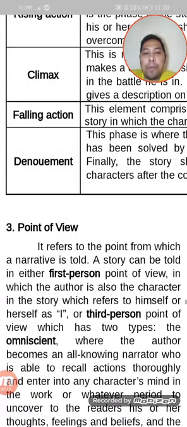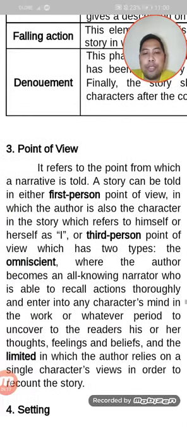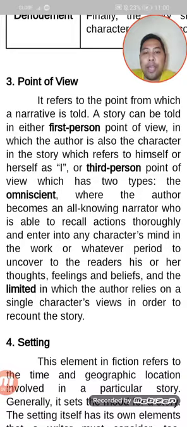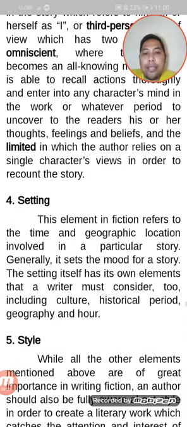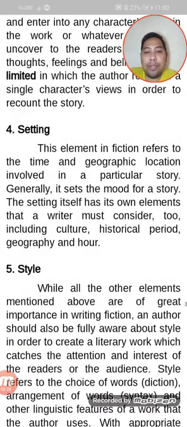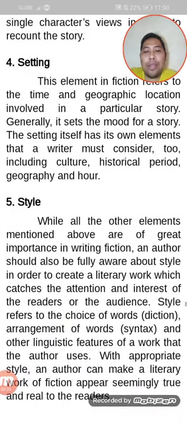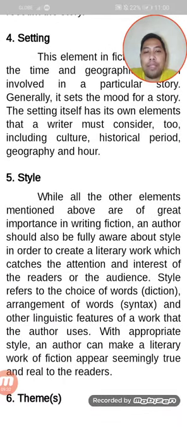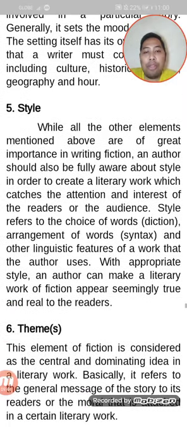Point of view could be first person, third person, or the omniscient or the all-knowing narrator. The setting element refers to the time, geographic location involved in particular story, where and when it happened. Style. While the other elements mentioned above are great important in writing fiction, an author should also be fully aware about the style in order to create a literary work which catches attention. So this is more on the author's side.